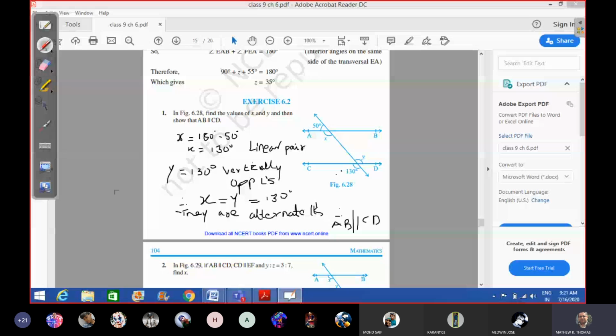So on the last line, they are alternate angles. Yes, they are alternate angles. Therefore, AB is parallel to CD.